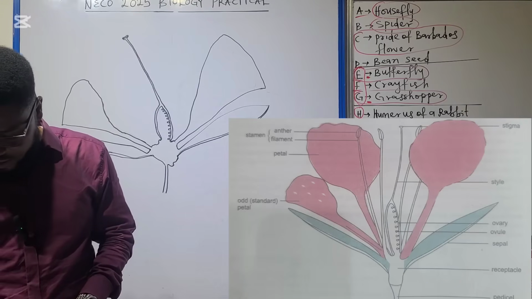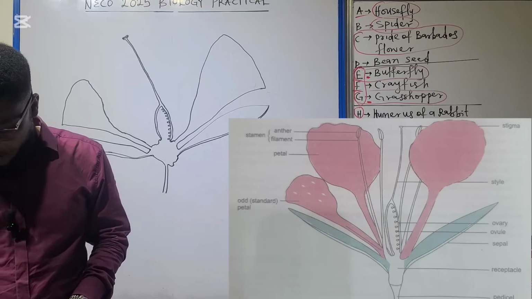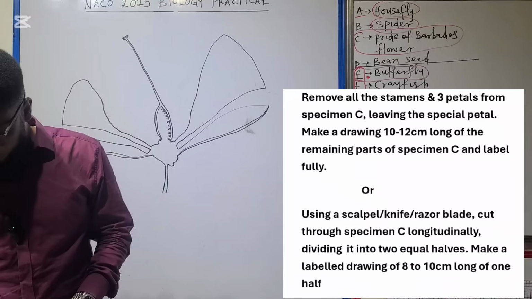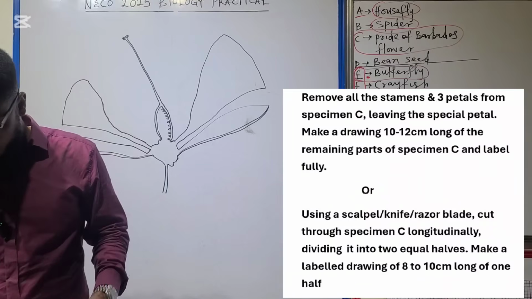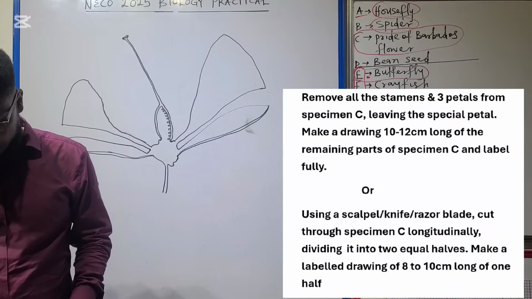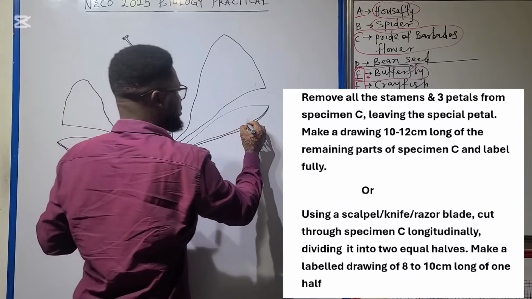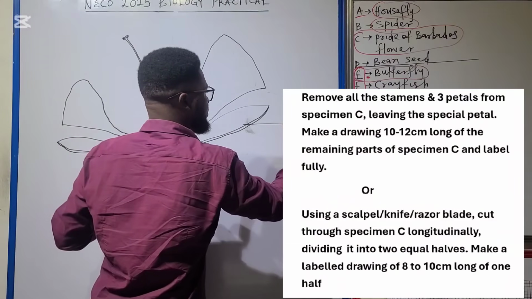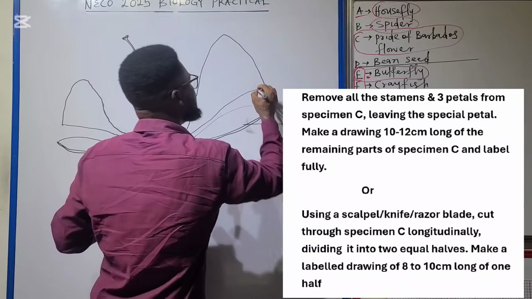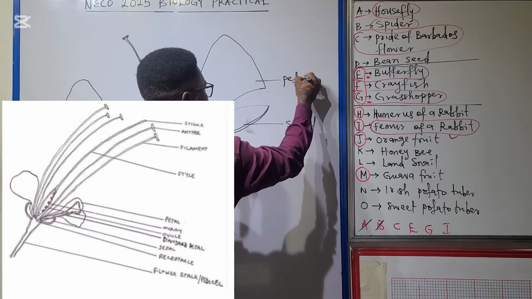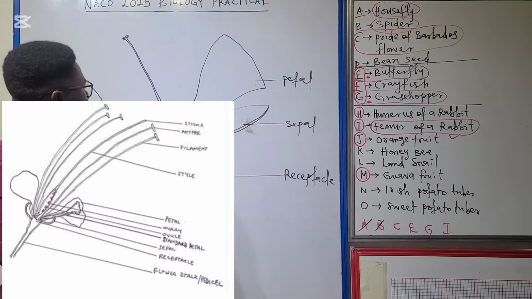Another way the question could come is using a scalpel or knife or razor blade, cut through specimen C longitudinally, dividing it into two equal halves. Make a labelled drawing 8 to 10 centimeters long of one half. Now this here is our sepal. This here is our sepal. This here is our petal.